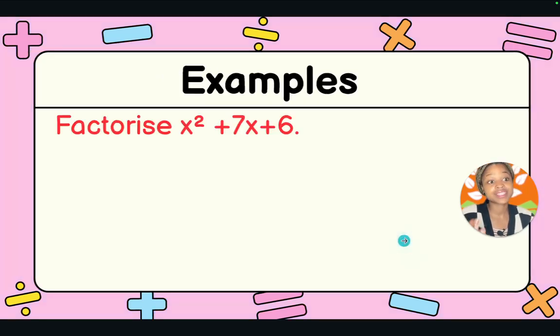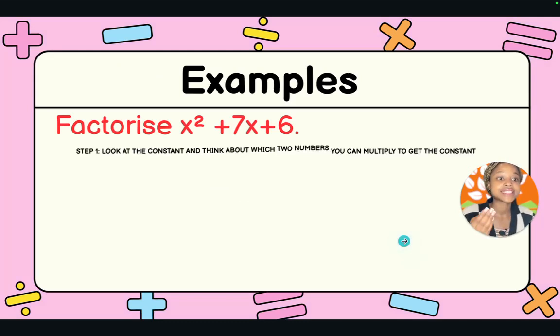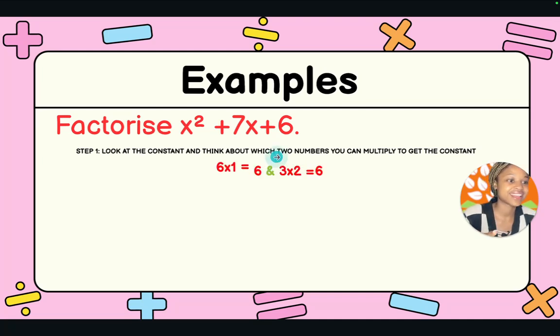So here's an example: x squared plus 7x plus 6. Step 1, we need to look at the constant and think about which two numbers we can multiply to get the constant. So the constant is 6, right? I'm thinking 3 and 2. I hope you were thinking the same thing. 3 and 2 gives us 6, but 6 and 1 also gives us 6. If we multiply 6 by 1, we get 6, and we multiply 3 by 2, we get 6 as well. So we've got two sets of numbers that can give us 6, right?